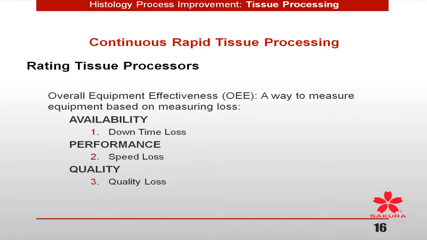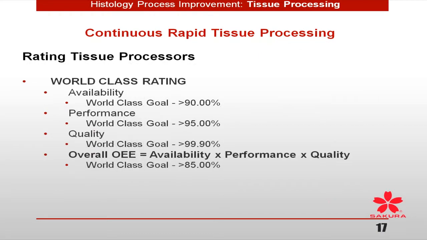If you investigate it, the internet's a great way to find out more about equipment effectiveness. It was something that I was asked to do, to look at the conventional processors compared to the continuous rapid. So we looked up and also tried to find out what is considered world-class. Well, for availability, greater than 90%, performance greater than 95%, quality greater than 99.9.